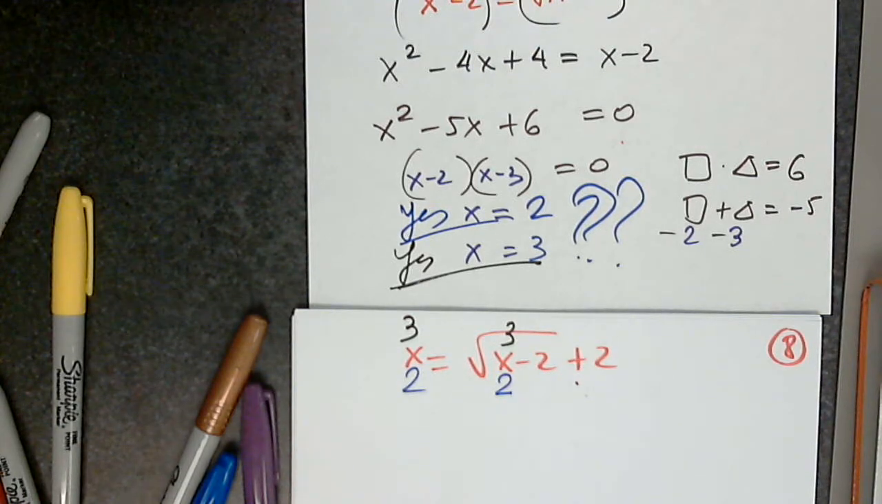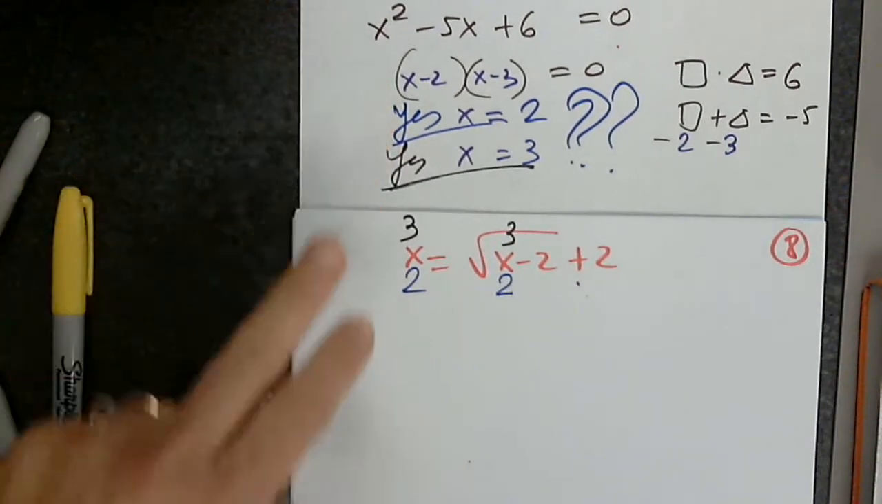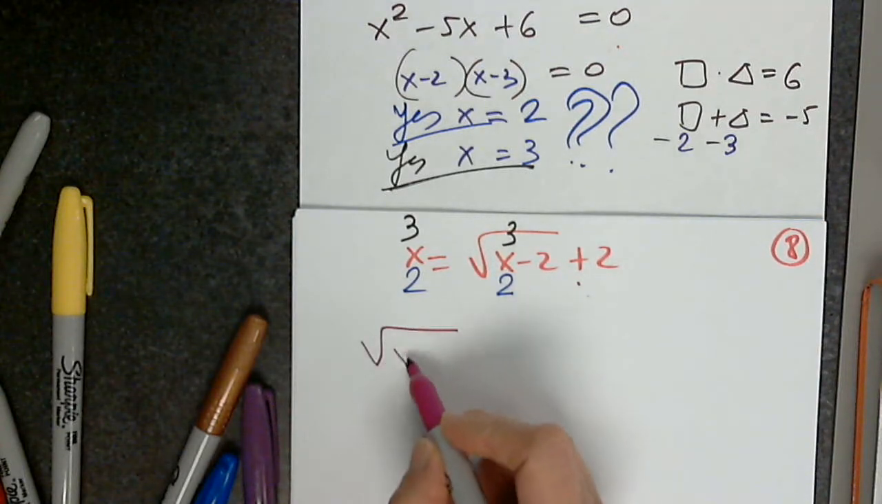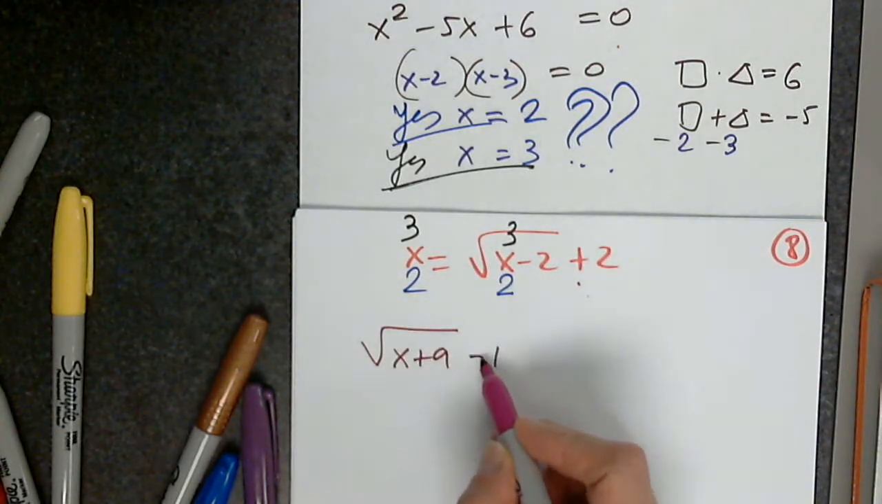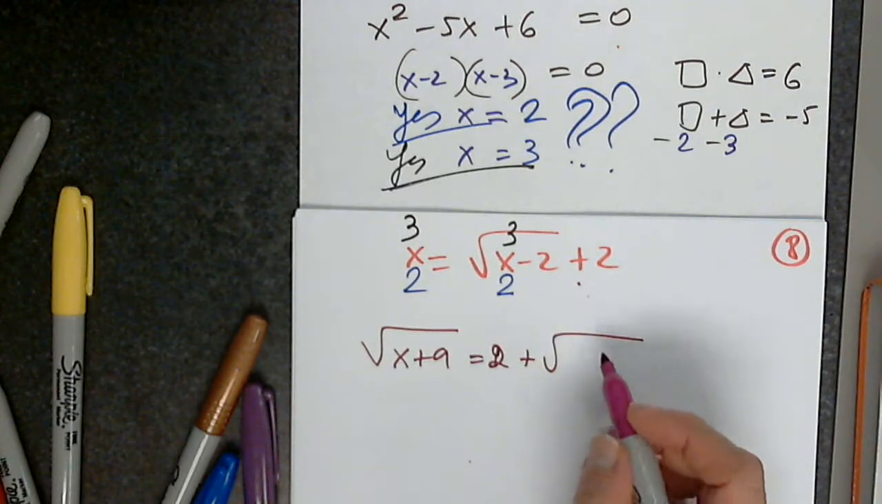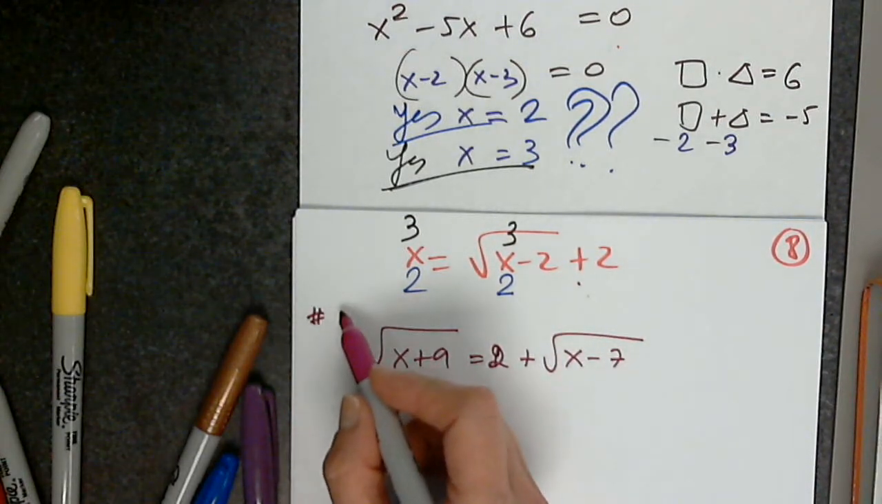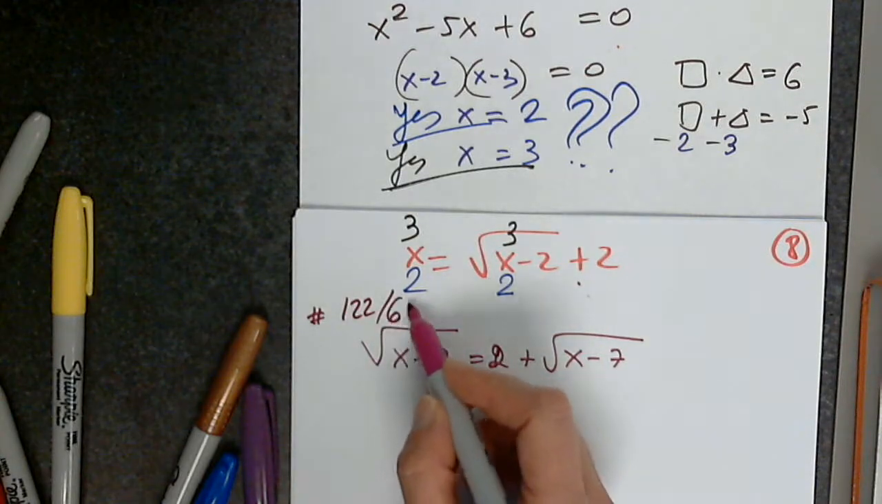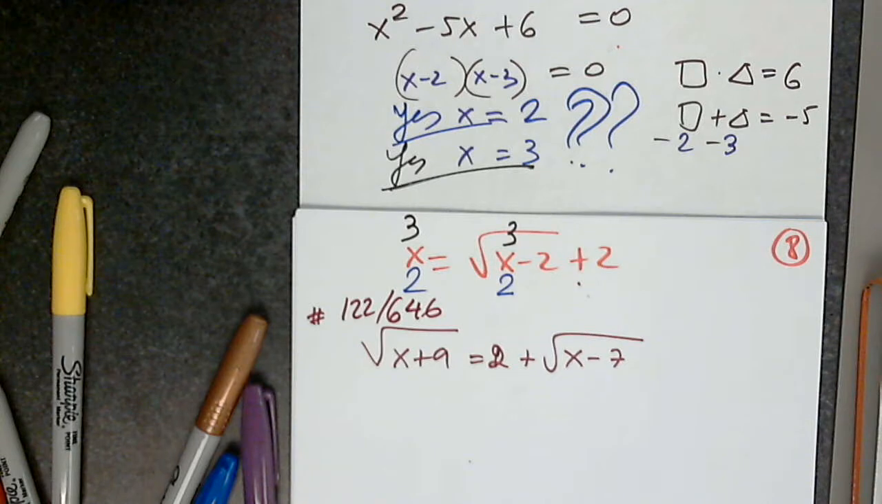I want to look at a radical equation with 2 radicals and then complex numbers. So the square root of x plus 9 equals 2 plus the square root of x minus 7. And this is problem 122 on 646. This situation is more complicated. It has 2 radicals. So squaring both sides once will not do the job. Down the road, you will see what happens. I will have to square the second time.